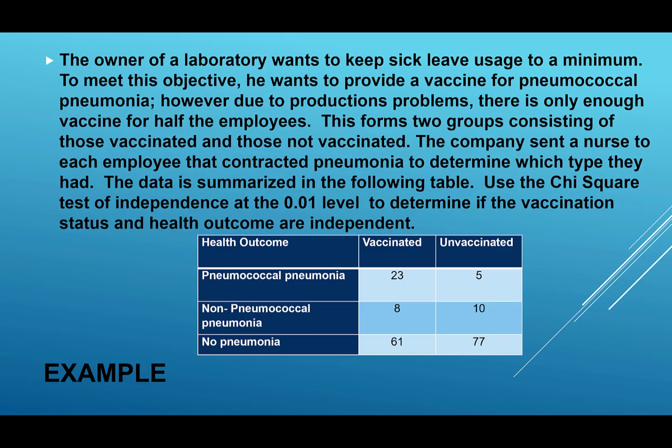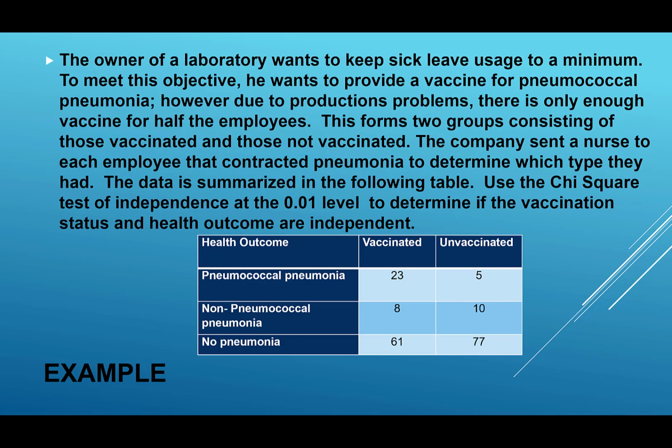So let's look at an example that we will then run through Statdisk. We have the owner of a lab that wants to make sure that his sick leave usage is minimized. And so to do this, he plans on giving his employees a vaccine for pneumococcal pneumonia. But there are difficulties with the production of the vaccine. So there's only enough vaccine to do half of his employees. Note that this forms two groups consisting of those that are vaccinated and those that are not vaccinated.